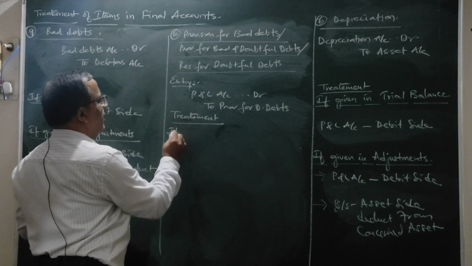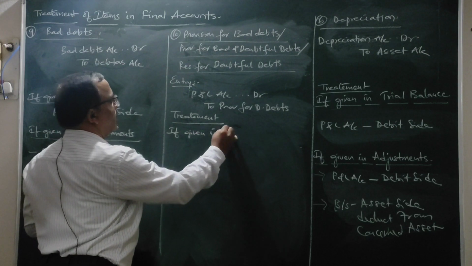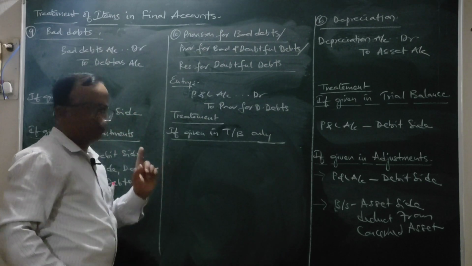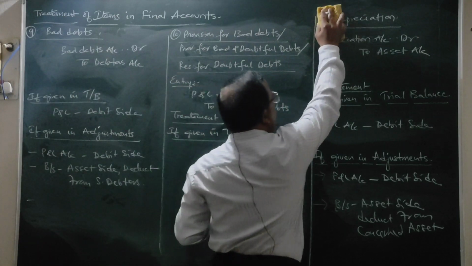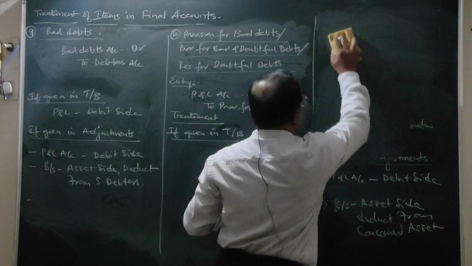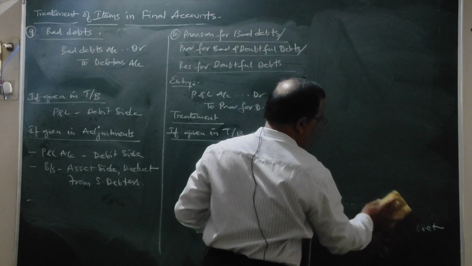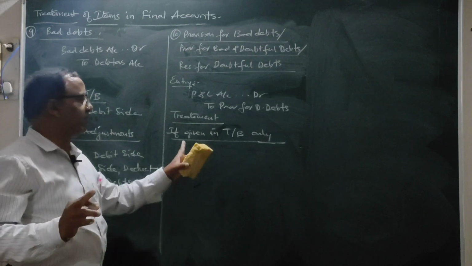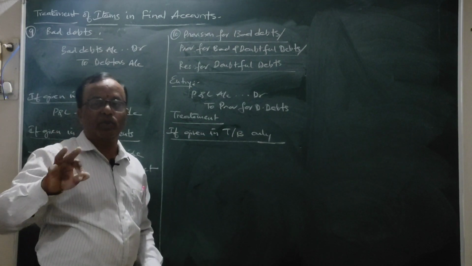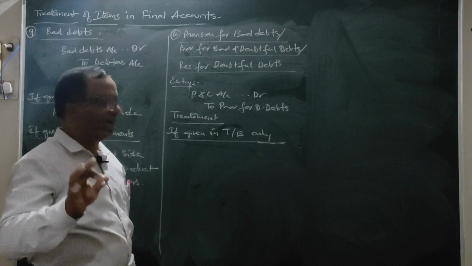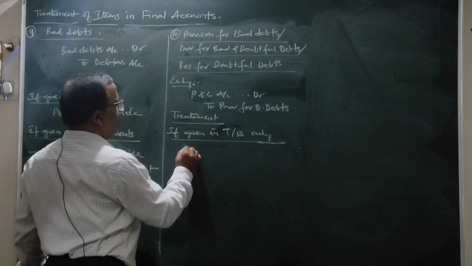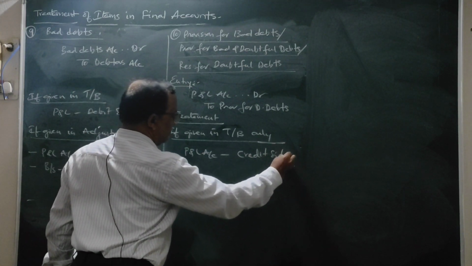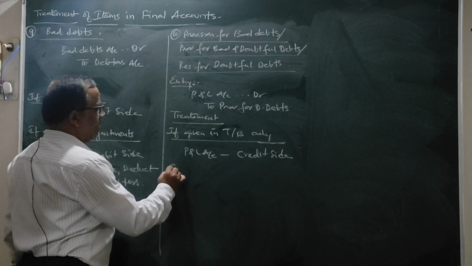See, if this particular item is given in the trial balance only, okay, if this provision for doubtful debts is given in the trial balance only, simply, where will he give it in the trial balance? He will give it on the credit side. At that time, in other words, if provision for doubtful debts or provision for bad debts is given only in the trial balance, only one effect you are going to give. It is nothing but profit and loss account. You are going to post it on the credit side. Clear?